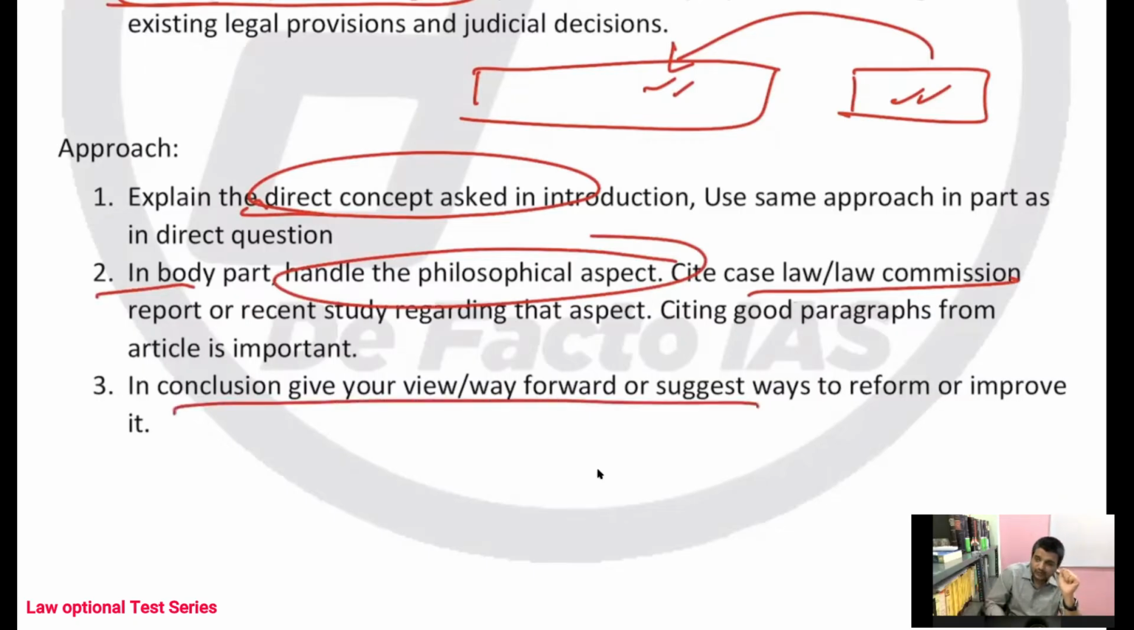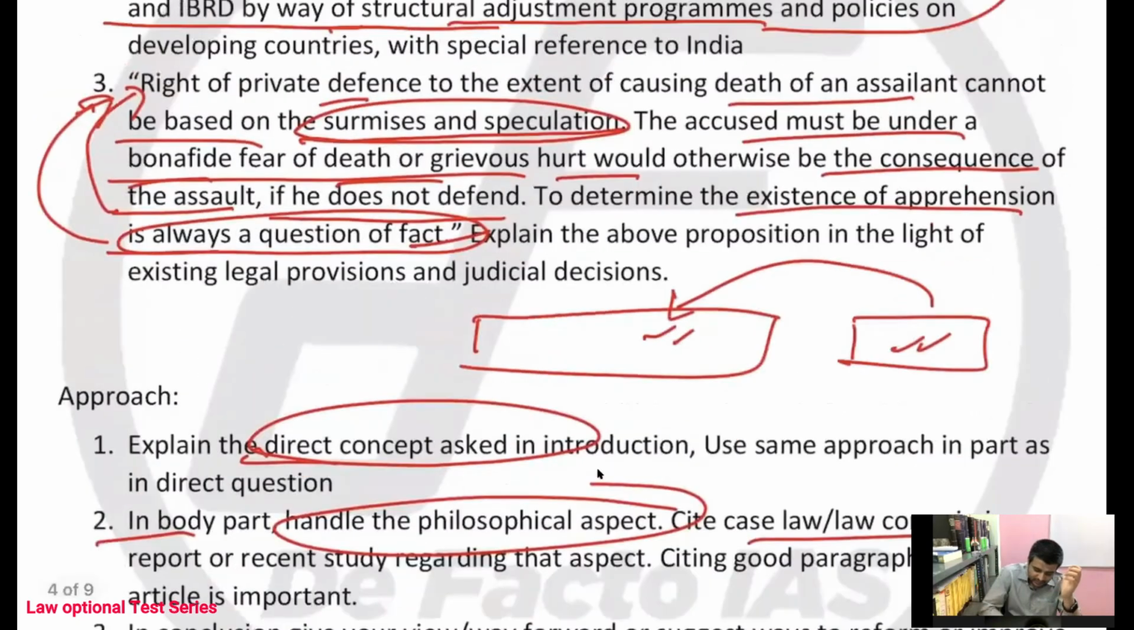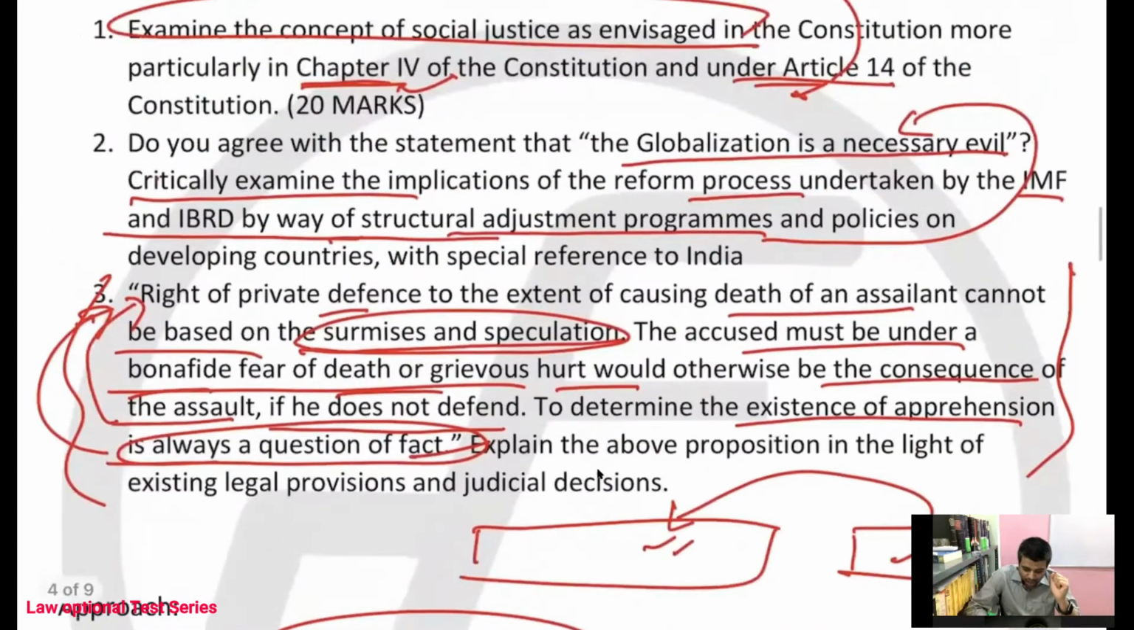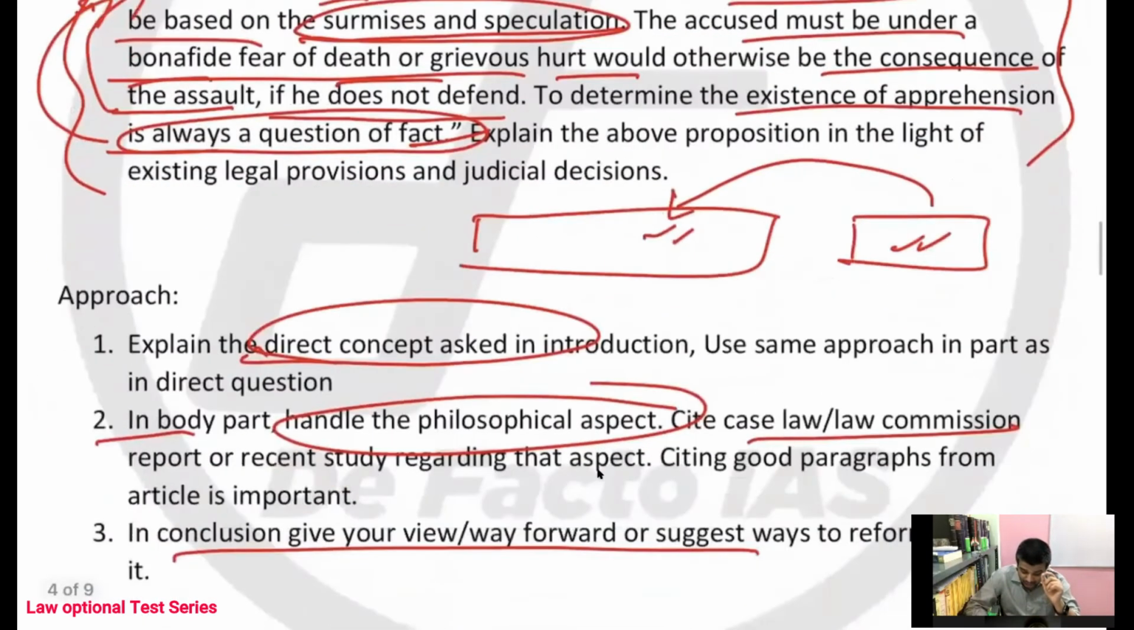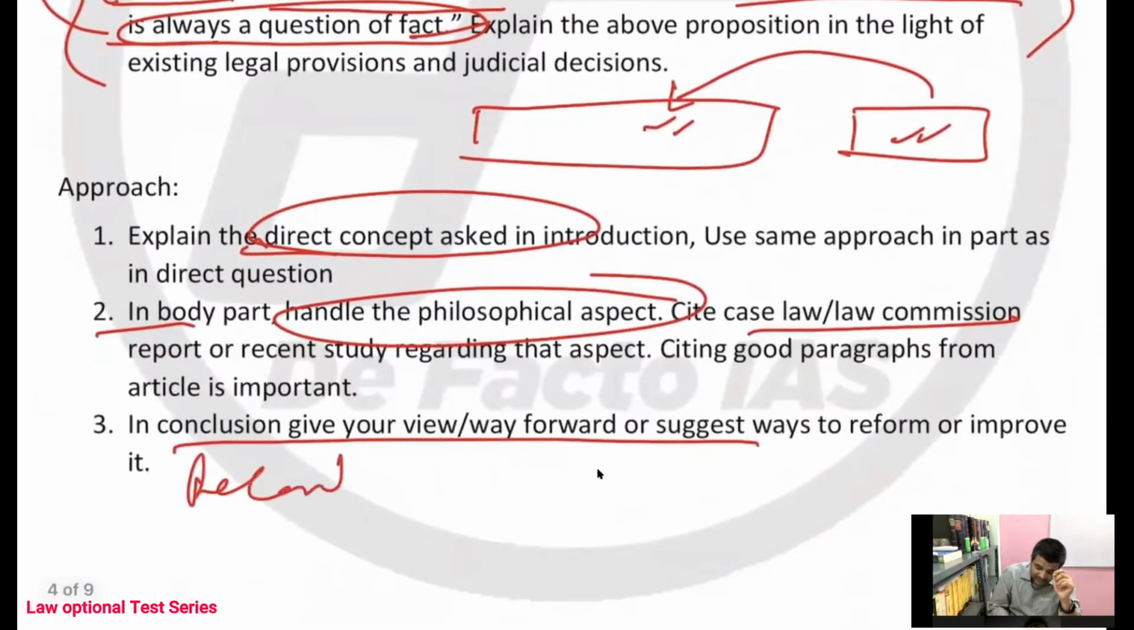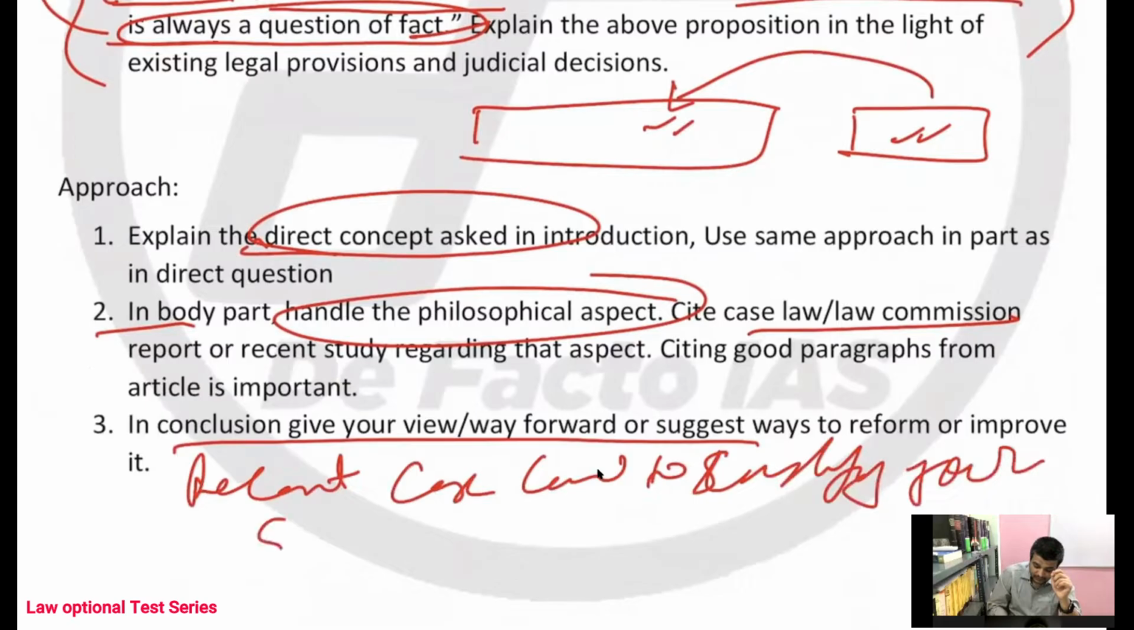And in the last, come up with your view. What do you think? Recently, whether the courts have been taking that into account or not, whether the courts have been guarding against the unlimited or discretionary exercise of the right of private defense or not, or in this case whether recent court judgments have affirmed this concept of social justice or have read the concept of social justice as ingrained in the Constitution or not. There you can cite recent case laws also, here in the last paragraph, to justify your suggestion.